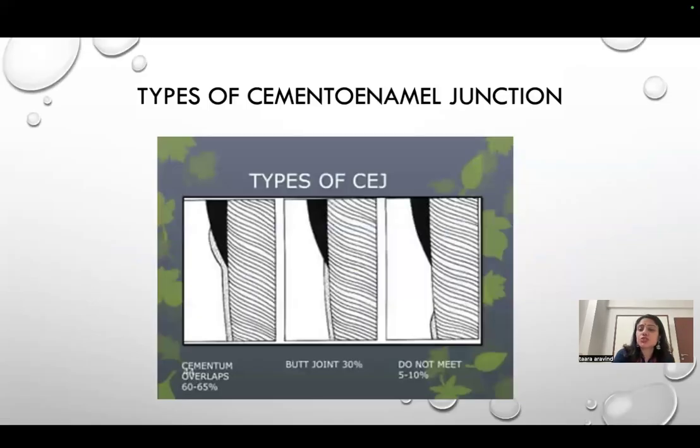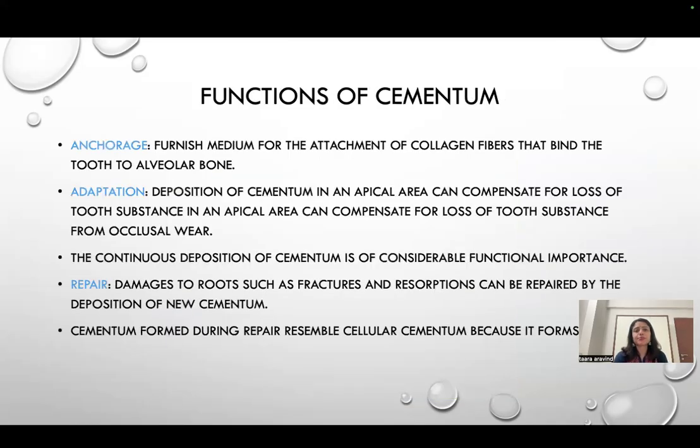Coming to the types of cemento-enamel junction: there is an overlap type, an edge-to-edge type, and a gap type. Overlap comprises 60 to 65%, where the cementum overlaps the enamel. Edge to edge comprises 30%, and very rarely, 5 to 10%, there would be a gap junction where the cementum and enamel don't meet.